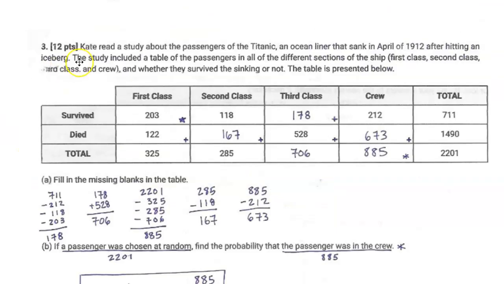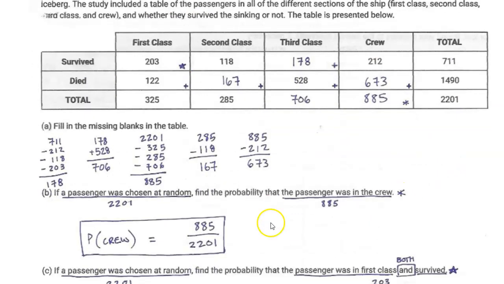Not bad. For question 3, this is an example of a probability table, a two-way table you could call it. This is all of the folks that either survived or died on the Titanic when it sank in 1912, over 100 years ago. Wow. There were people in first class, second class, third class. There were also people in the crew, and the total number of people on that ship was 2,201.